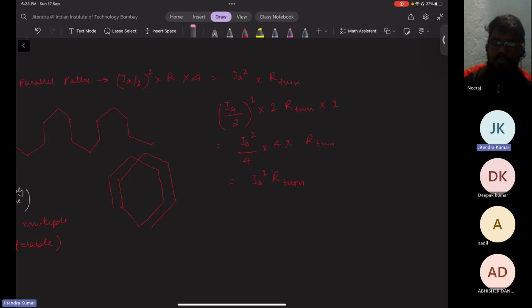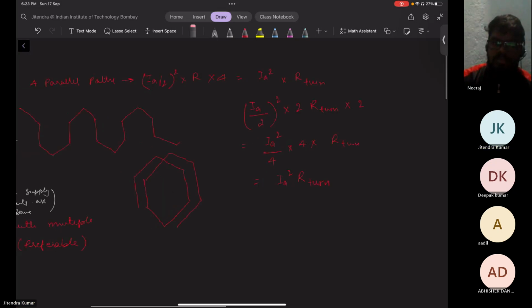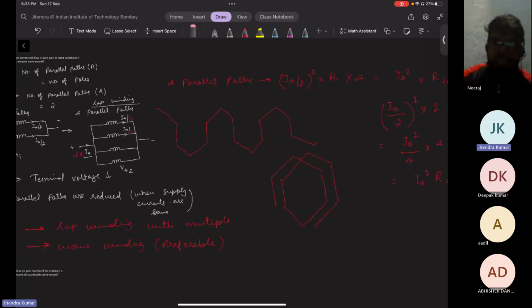So if you are able to recall the parallel operation of the transformer, what was the major drawback in the parallel operation of the transformer? And how did we avoid that, right? There the first thing was the risk of circulating current.